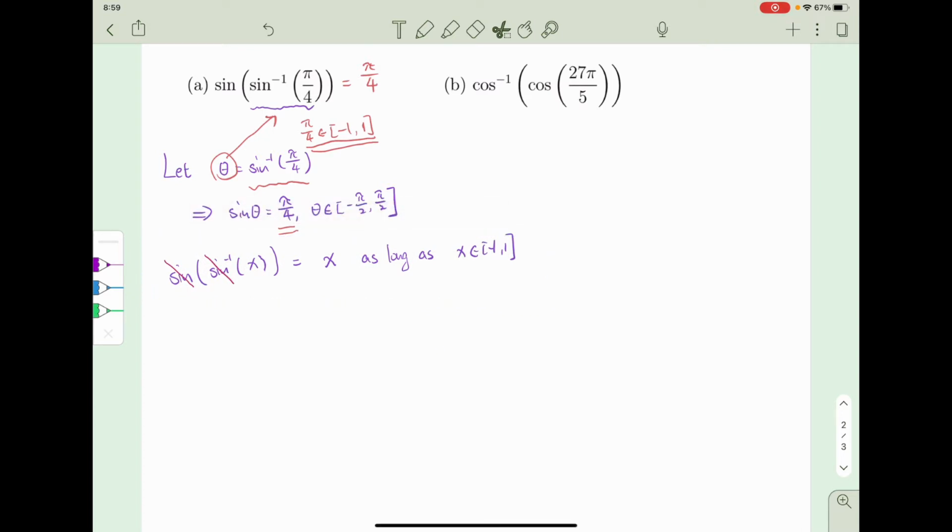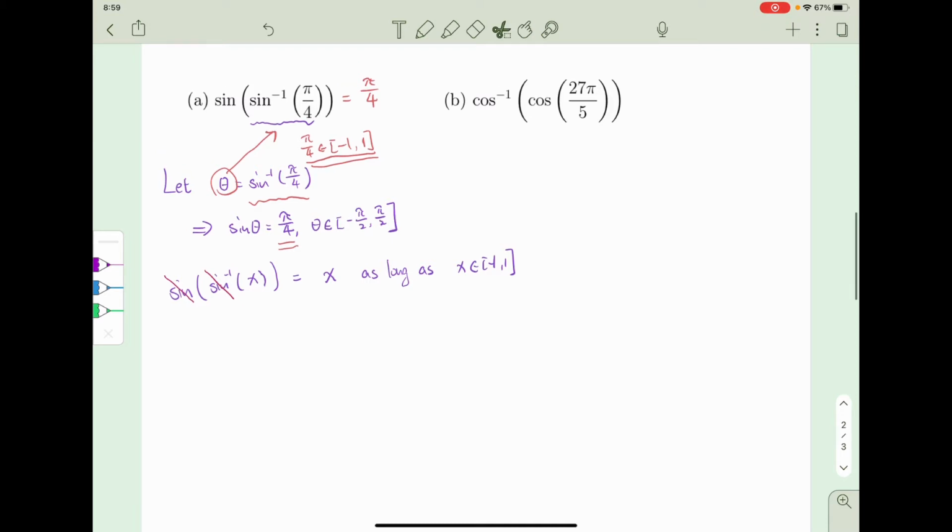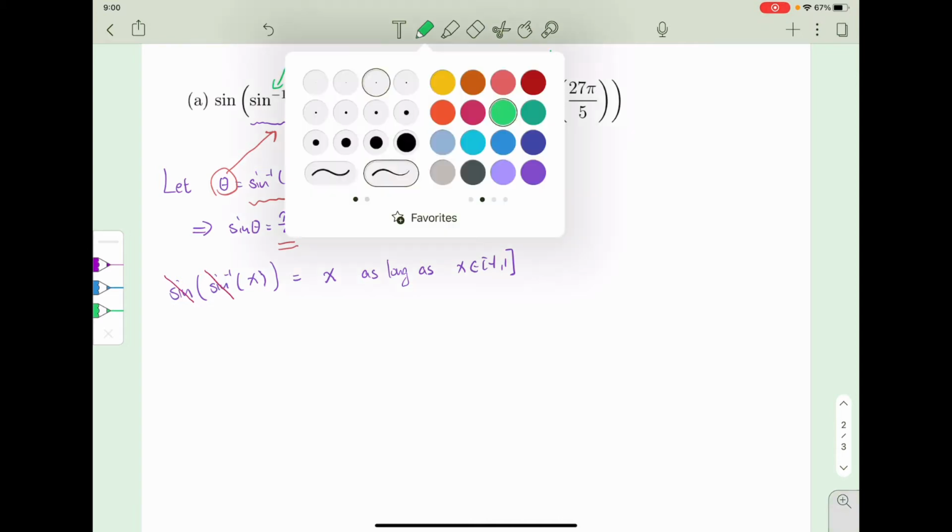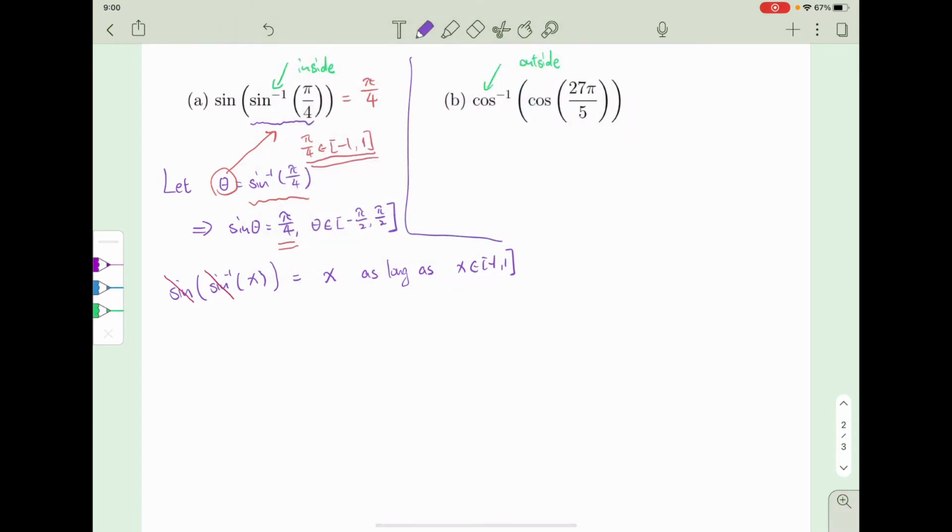What I do want to emphasize here is that question A is different from question B if you look at them closely. Why is that? Because in question A, you see the inverse function is inside, and the inverse function for the second question is kind of outside. So for the one inside, you will see that it's relatively easier. And for the second one, you need to put in a little bit more work. So let's try to work on the second one here.